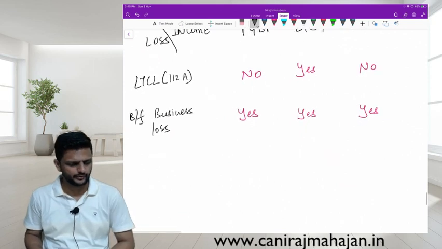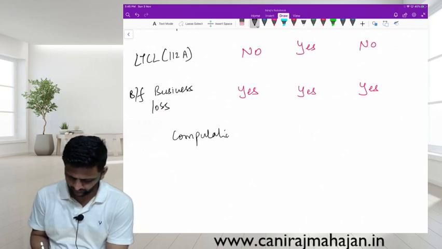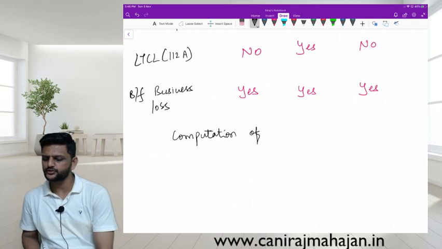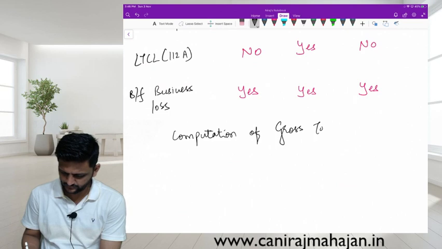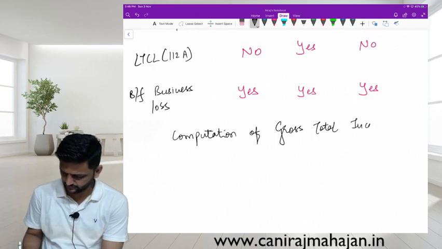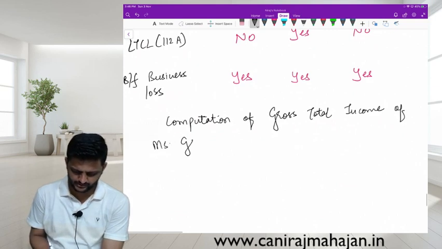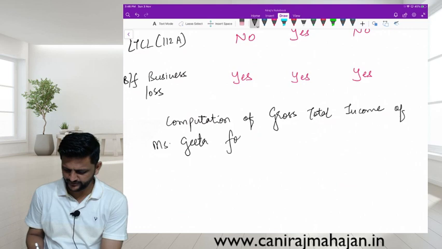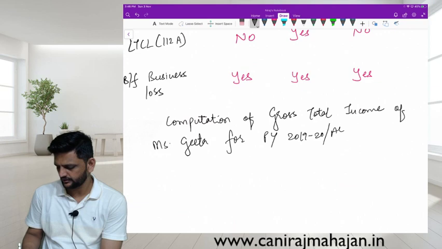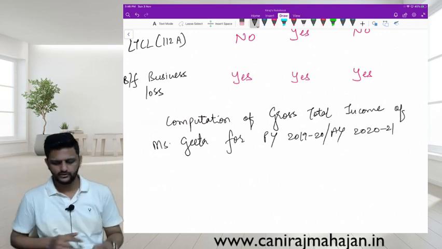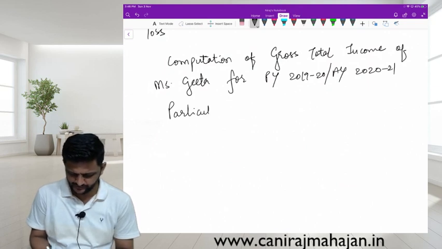Particulars. Okay, computation of gross total income of Miss Geeta for PY 2019-20, AY 2020-21. Particulars. Rupees.